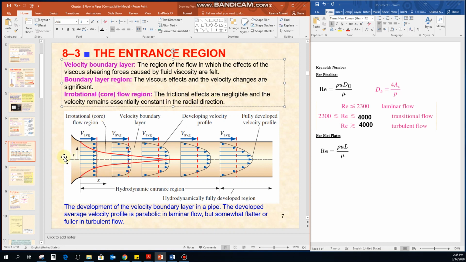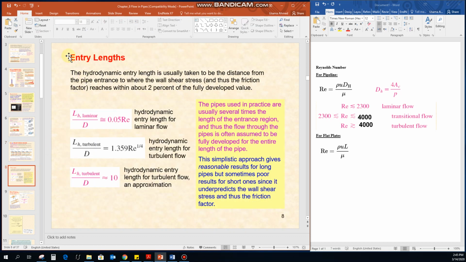This is the region at the center of the pipeline where you can have the maximum value for the velocity and the minimum value for the viscosity. Now if we want to calculate the hydrodynamic entrance region, we have to rely on certain equations. This is called the entry length. What is this entry length? The hydrodynamic entry length is usually the distance from the pipeline entrance to where the wall shear stress reaches within about 2% of the fully developed value.